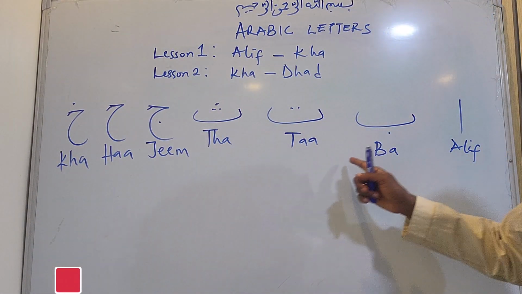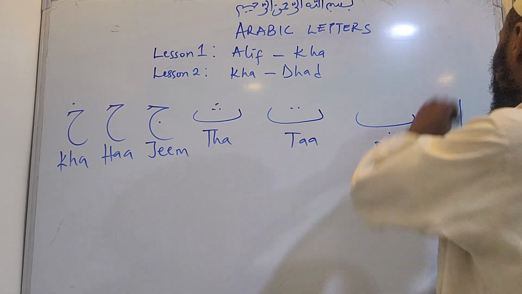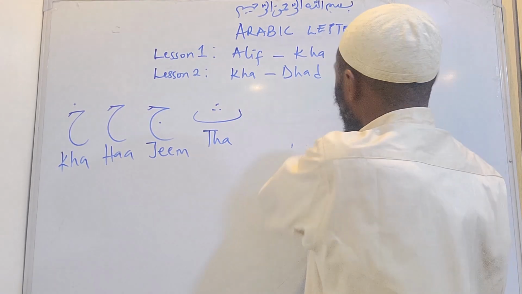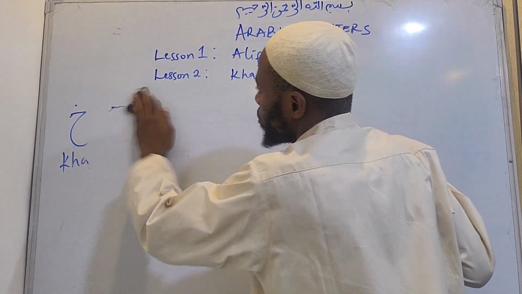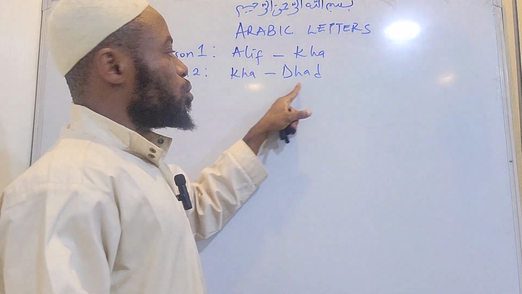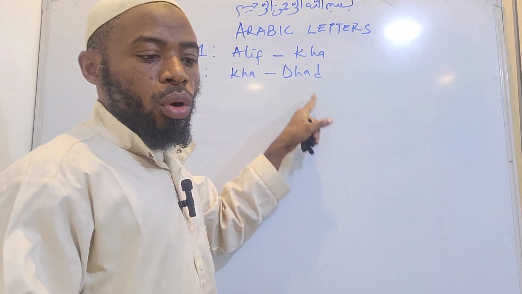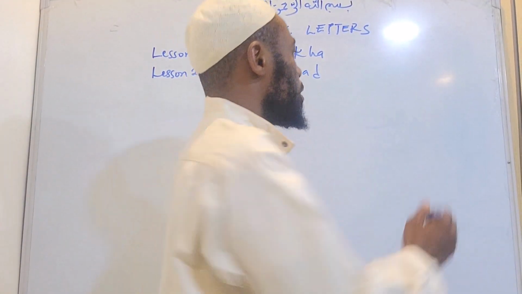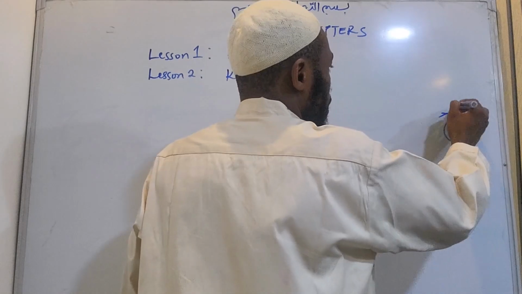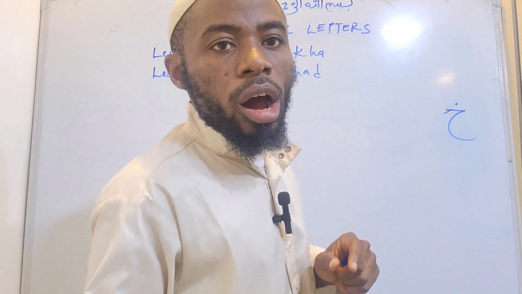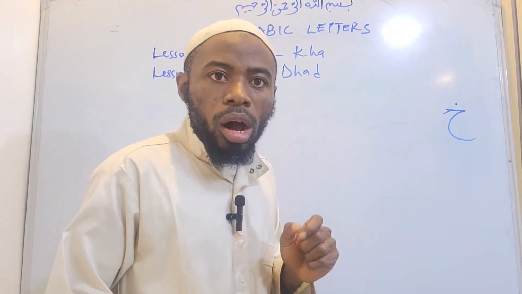So this was what we learned in our last class. For this class, we are going to start from letter Ho, from Ho to letter Dod. Okay. From Ho, we have Ho. We did this in our last class. It's pronounced Ho.